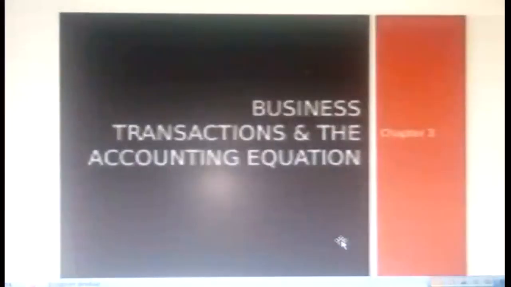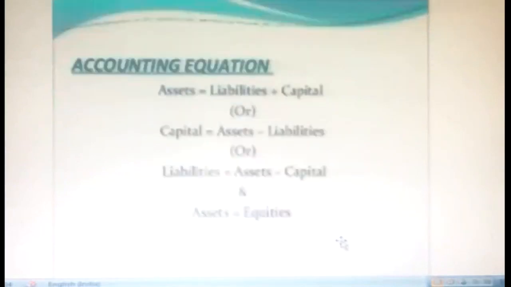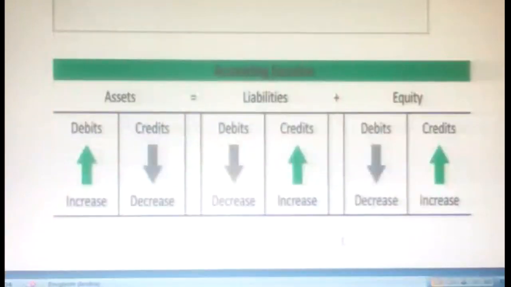Now again we are going to discuss the same accounting equation, the continuation of the discussion from the previous class, for identifying the transaction. As you know already, the accounting equation: assets is equal to liabilities plus capital, or capital is equal to assets minus liabilities, or liabilities is equal to assets minus capital. So assets is equal to equities. These are the equations you have to keep in your mind for working with this accounting equation.